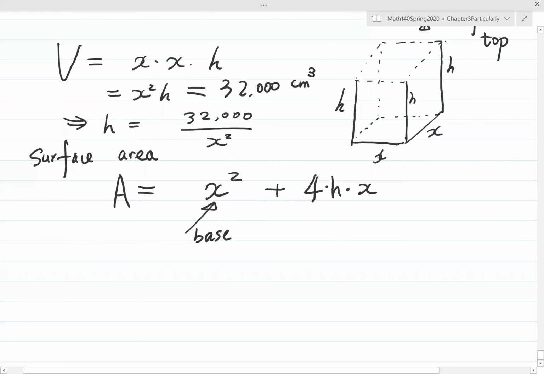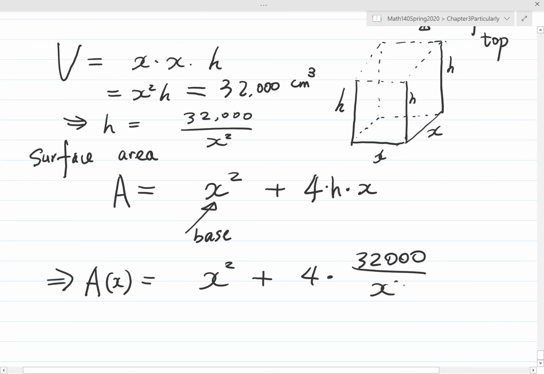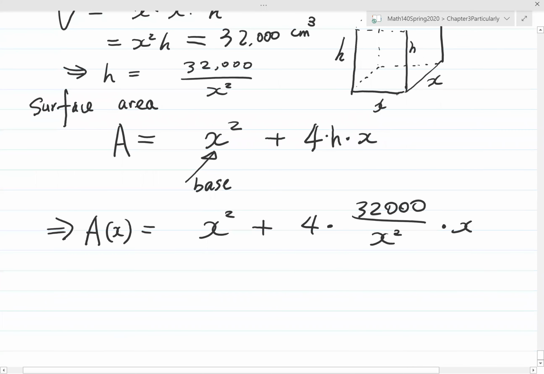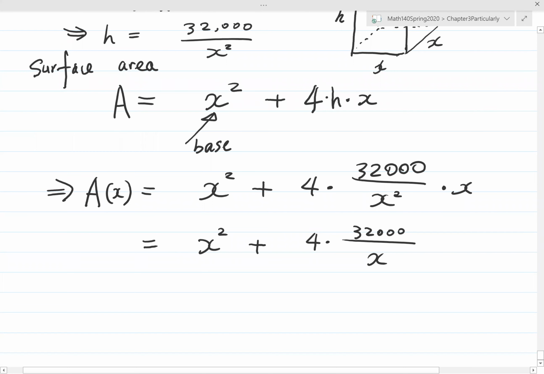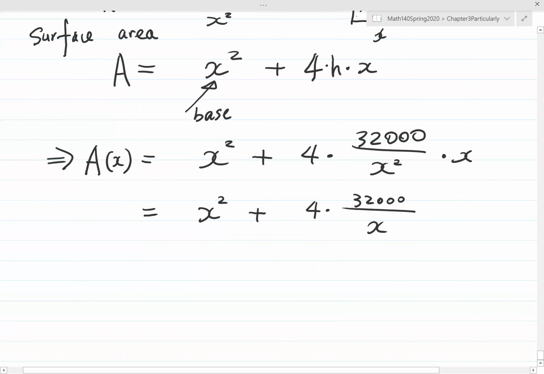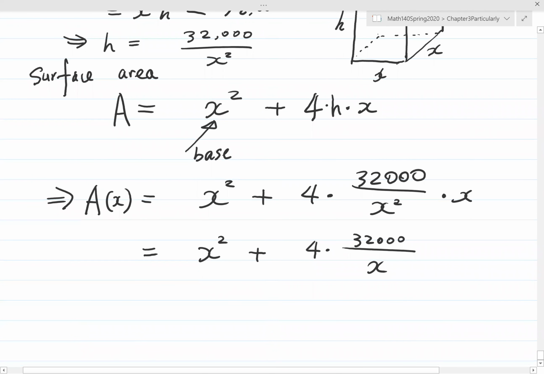Then we plug in. The area function as a one variable function of x is x squared plus 4 times h times x, where h is 32,000 over x squared. Simplify this: x squared plus 4 times 32,000 over x, canceling a factor of x. So we have this number over x. Then we need to find its minimum. So what's the range of x?